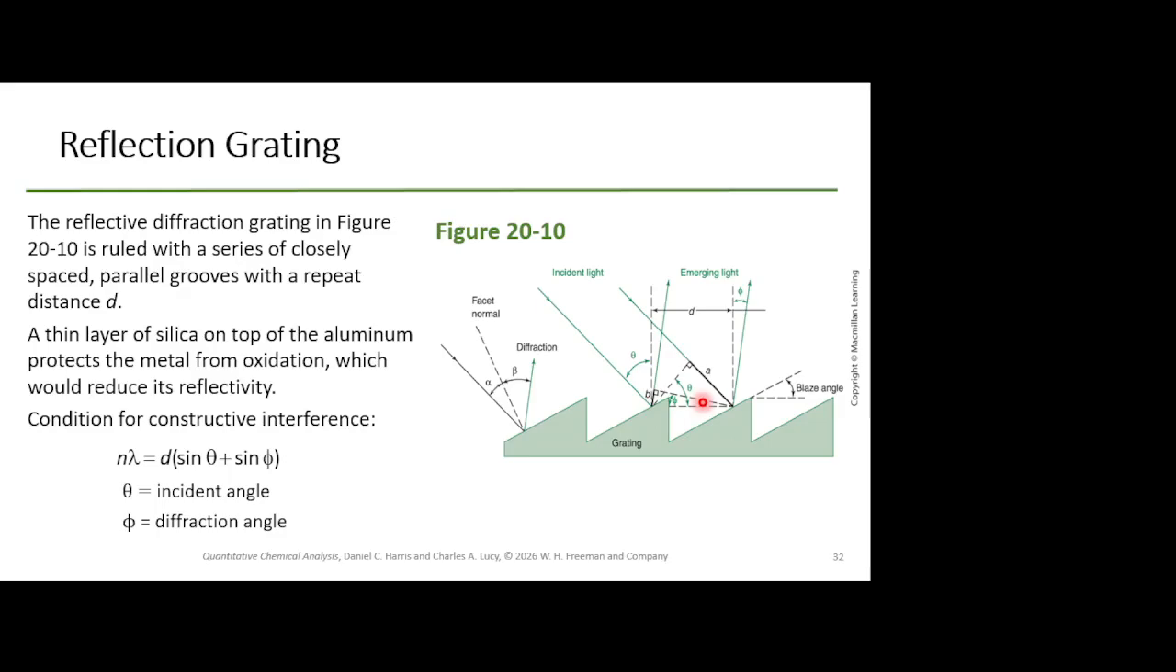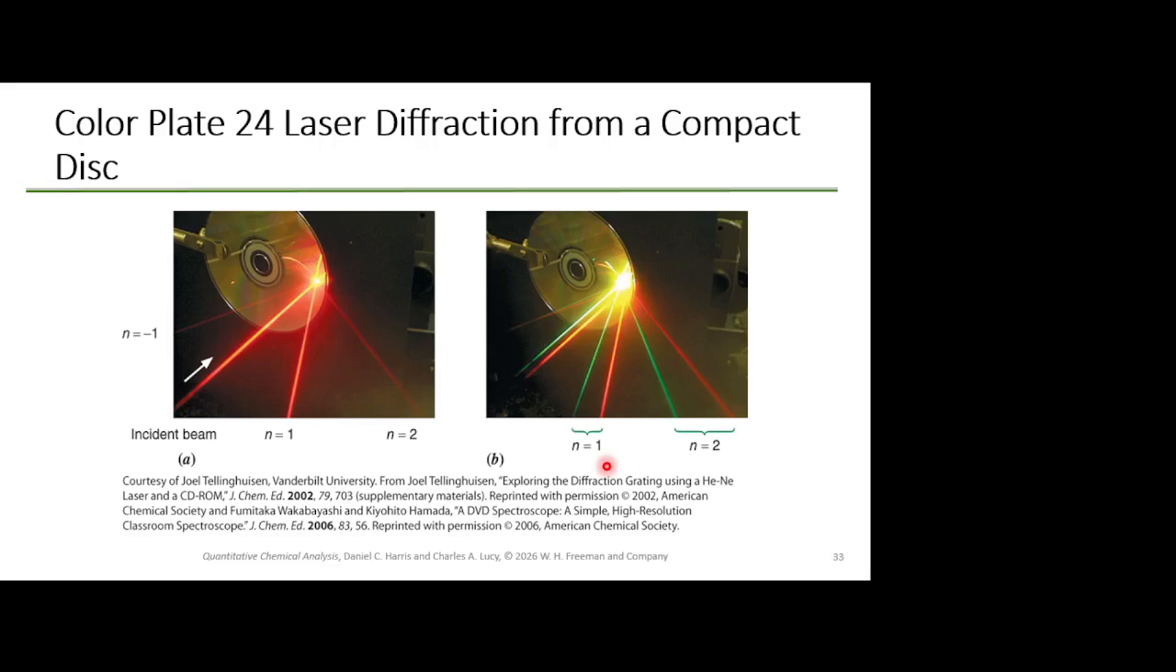Okay, now, so what are we talking about? Well, we're actually, again, talking about CDs, compact discs, or DVDs. So this is actually a CD. Again, here we have our incident beam. It is a grating, of course.